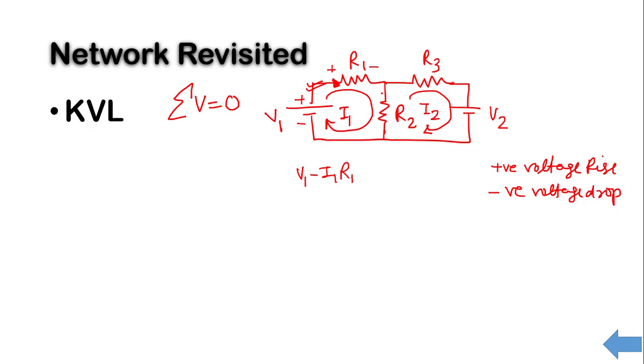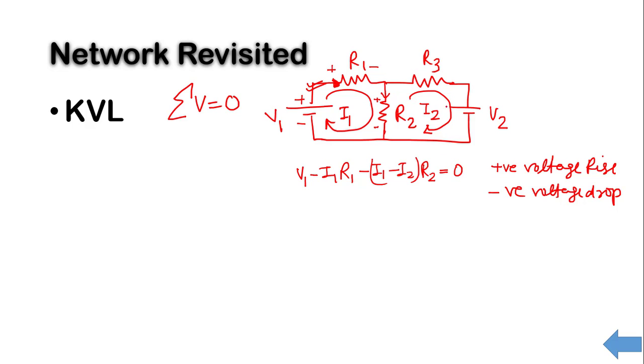Likewise, in this resistance R2, there are two currents. I1 is flowing in this direction and I2 is flowing in this direction. I will give preference to the current I1 because I am applying KVL for this loop. So I will write minus (I1 minus I2) into R2 because I am giving preference to I1, the voltage drop will be there, equal to 0.